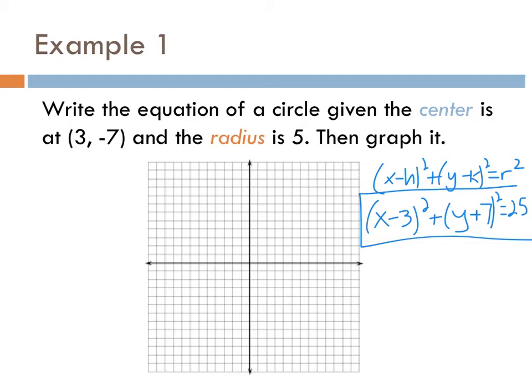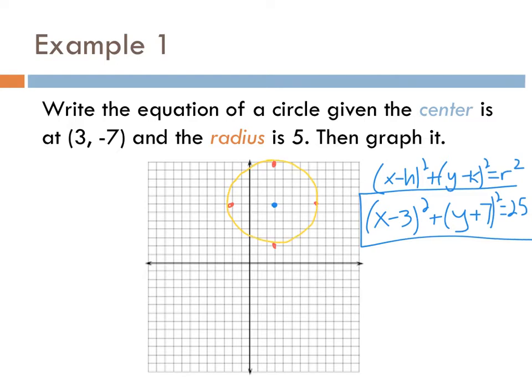So I'm going to mark out that point. Here's the center. And then when you're graphing circles, really from the center, whatever the radius is, I'm going to add 5 to the right of it, put a point, add 5 above it, put a point, add 5 to the left of it, put a point, and add 5 below it, and do the best you can with sketching your circle that goes between those.